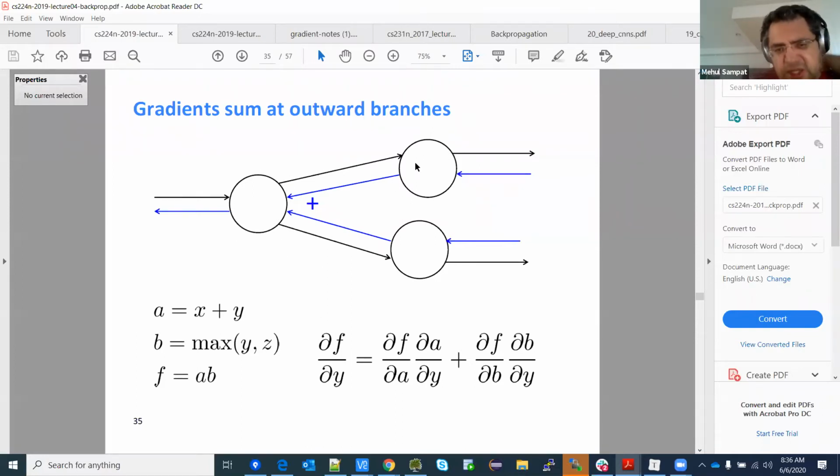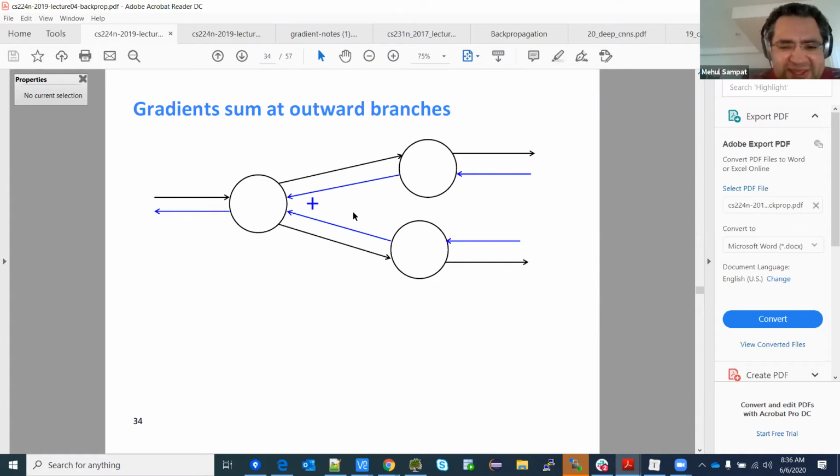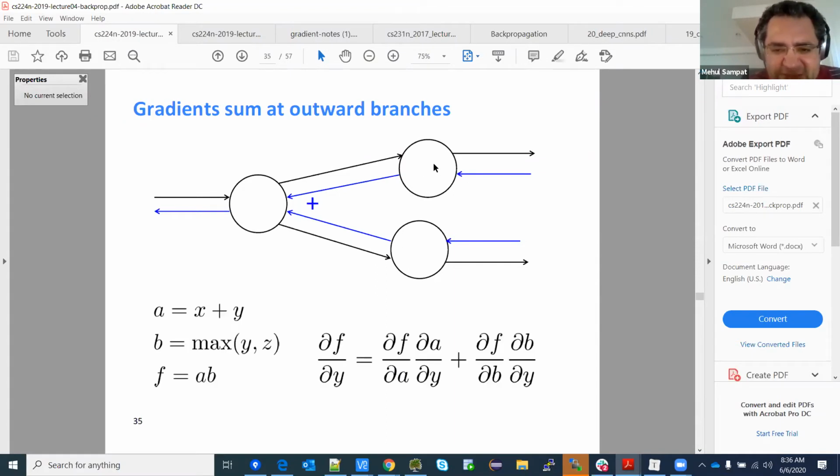Y was going here. He leaves out the notation. See, that's why I don't like some of these notes. You have to keep going back and forth. Okay. So here it was x plus y, and here it was max. Because y is going to 2 nodes, when you do del f by del y, they're just showing that the gradients add.